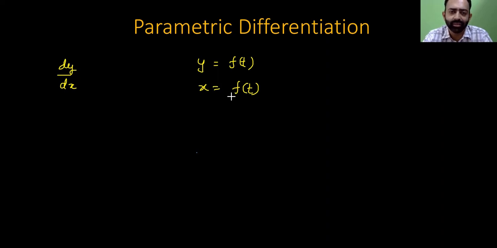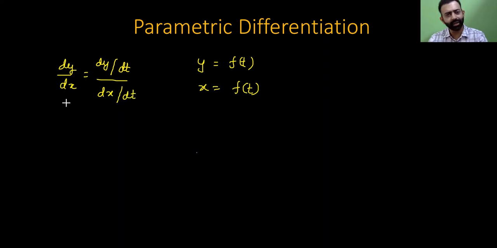It is very easy. You can write dy/dx as dy/dt, because y is a function of t, upon dx/dt. So you separately find the derivatives of the y and x coordinates with respect to t, and then divide the two values. So again, I am repeating: to find dy/dx, you differentiate y with respect to t, differentiate x with respect to t, and then divide both values. You will find the value of dy/dx.